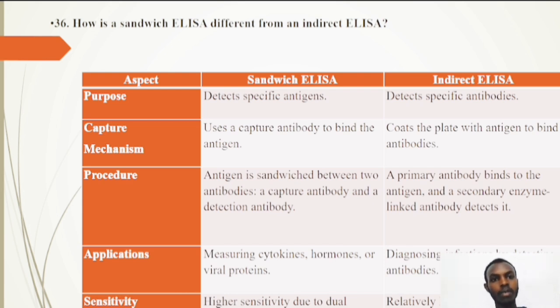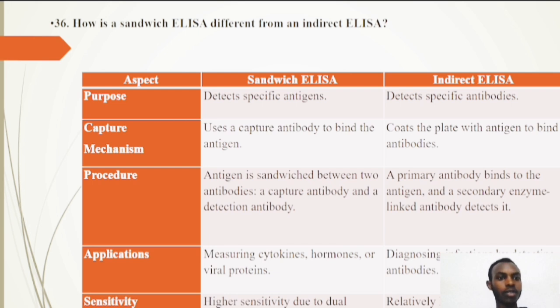Starting with the purpose, sandwich ELISA has the purpose of detecting specific antigens. The antigen it detects is between two different antibodies. And indirect ELISA detects and quantifies the antibodies. For indirect ELISA, there are two subclasses: primary and secondary indirect ELISAs.